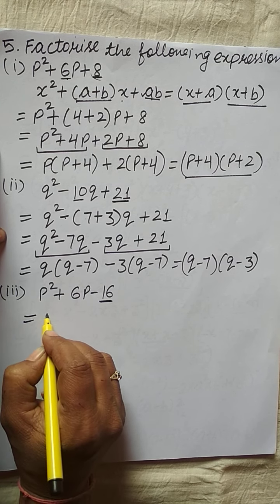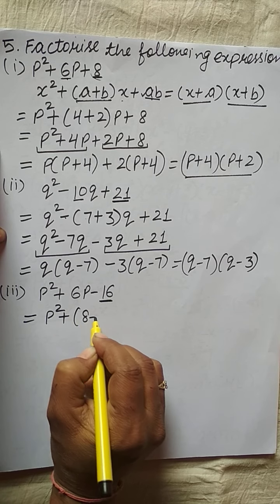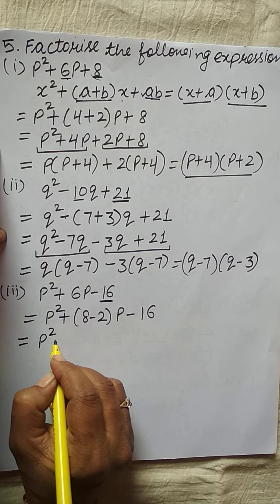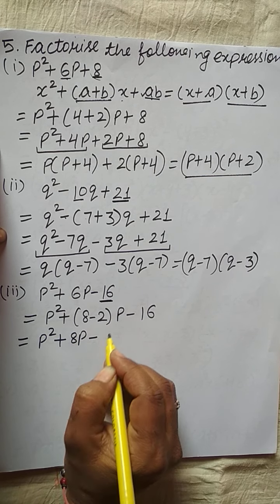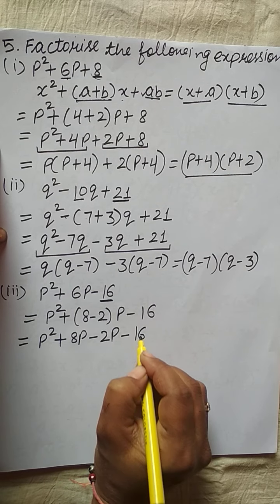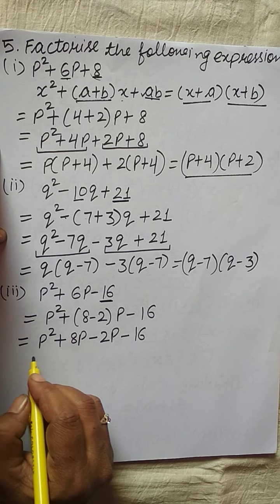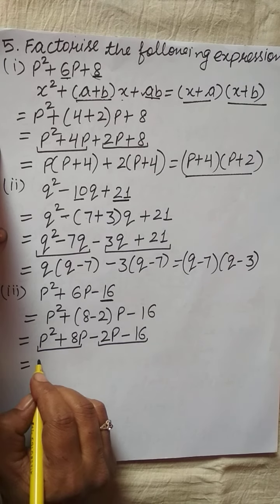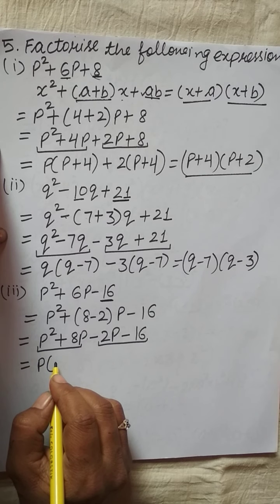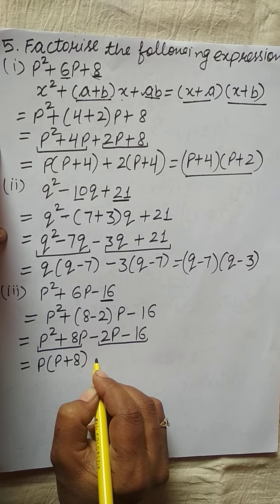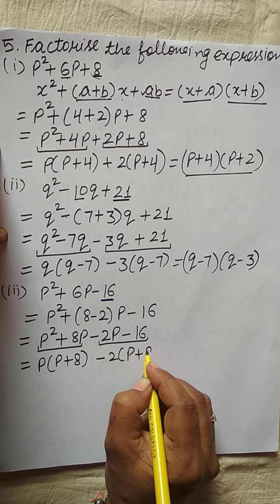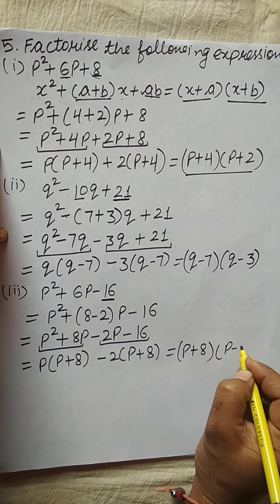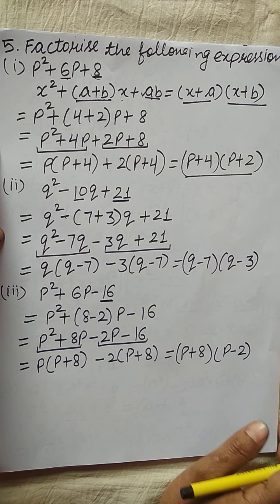So now I'll express this middle term as 8 minus 2 into p minus 16, which further can be written as p square plus 8p minus 2p. When we open the brackets, it becomes 8p minus 2p. Now again, as we have done in the previous questions, we will make the groups and take the common factors. It becomes p into p plus 8 minus 2 into p plus 8. So which is further written as p plus 8 into p minus 2, which is the required answer.